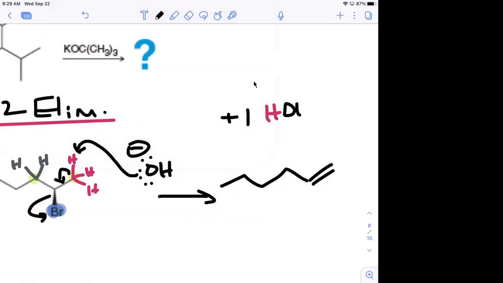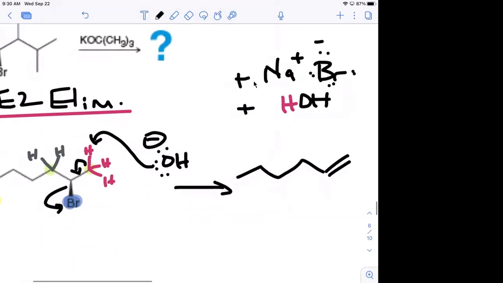All right, so the OH picked up a proton, so that becomes water. And then plus sodium finds now whatever's negative, so that's positive. And then bromine is negative. All right, that's one product. Where's the other product going to come from?